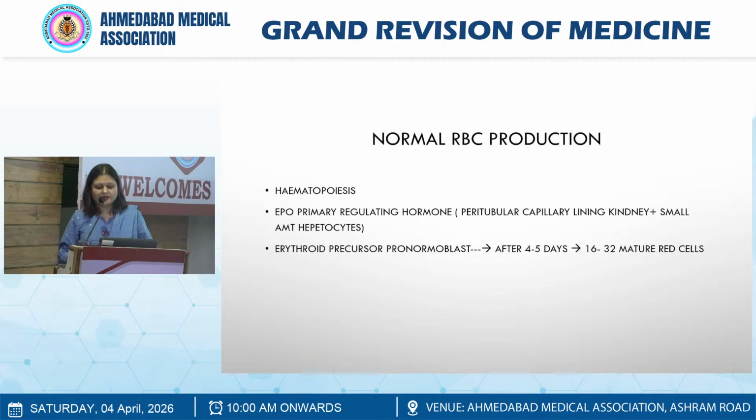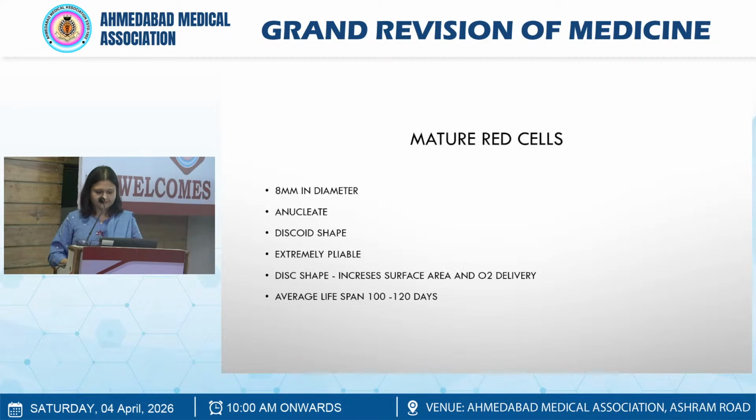Okay. Now for the hematopoiesis, erythropoietin plays vital role. It is the main regulatory hormone. It is secreted by the peritubular capillary cells of the kidney. Majority part is secreted by it, and a small amount is secreted by the hepatocytes. Here I mentioned in brief, that is erythroid precursor is a pro-normoblast. After 4 to 5 days, 16 to 32 mature red cells are released.